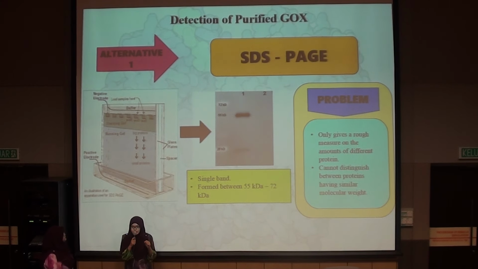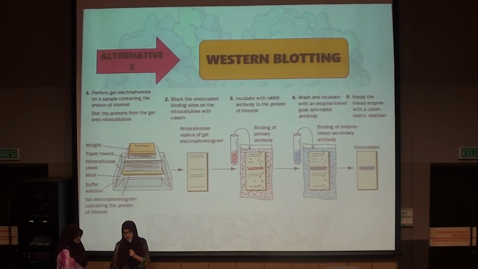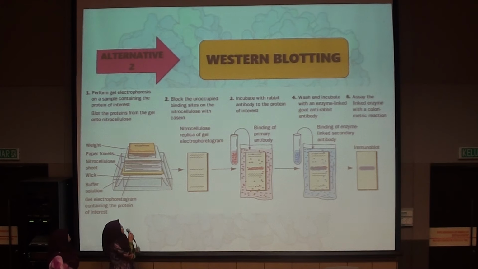But there is a problem using SDS-PAGE. What if there is another protein that has the same molecular weight as glucose oxidase? So we can do Western blotting, which is used to detect our targeted protein. First, we transfer the protein from a gel to a membrane. Next, we block the unoccupied binding sites, and we will use two types of antibodies.